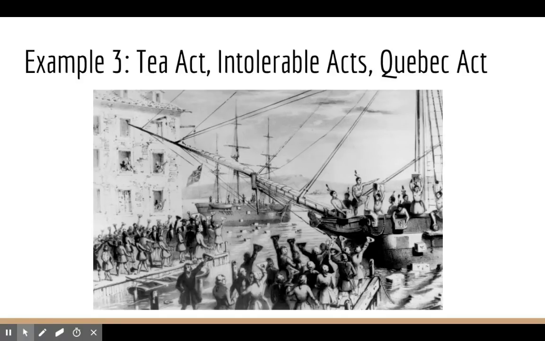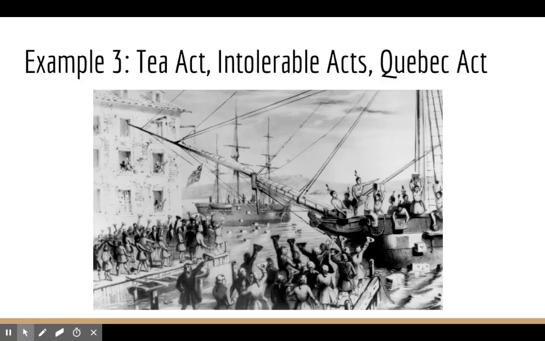Parliament responds with the Intolerable Acts, which were very harsh measures to punish the colonists. The Intolerable Acts, also known as the Coercive Acts, were passed in 1774, and they punished the colonists for the Boston Tea Party. The British Parliament shut down the Boston Harbor.